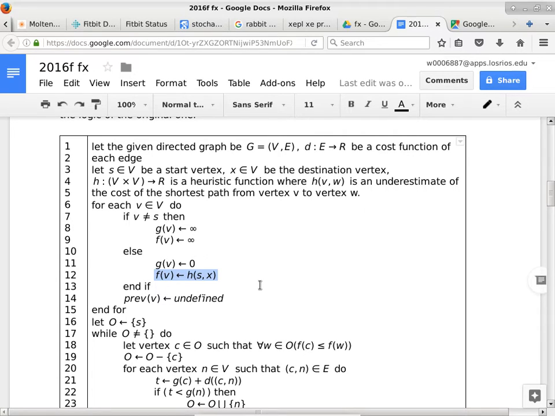So from the initialization, we can see what g is really doing. g of v is actually the distance from the starting vertex s to v, the actual distance. It's not an estimate, that's the actual distance. It's the actual known shortest distance from s to the vertex v, whatever the v is.